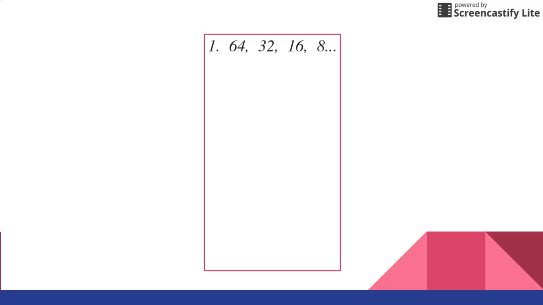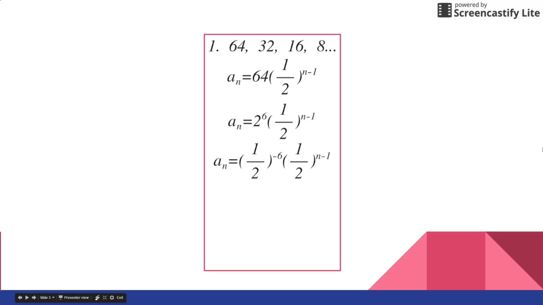So in the first problem today, we have 64, 32, 16, and 8. So the common ratio of this is obviously 1/2, since 32 divided by 64 is 1/2, 16 divided by 32 is 1/2, and 8 divided by 16 is 1/2. And also the first term of the sequence is 64. And this can actually be simplified, since we know that 2 to the 6th is 64. And we know that 1/2 to the negative 1 is actually 2, so 1/2 to the negative 6th is 64.